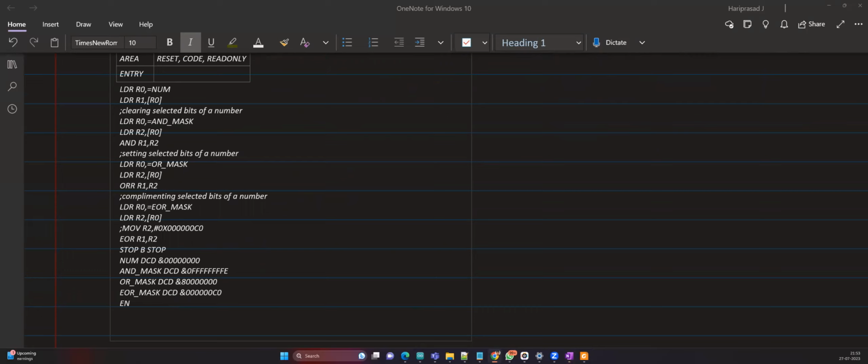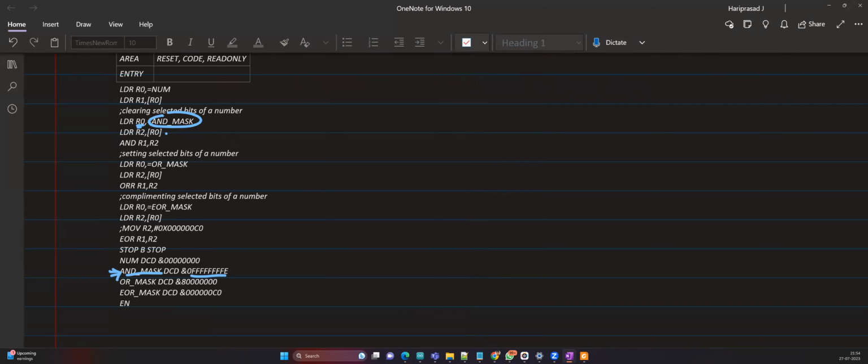So first we set the area for the code, and R0 will contain the address of number, and then R1 will contain the contents of R0. So what is the function of AND mask? This is actually the address of AND mask. So this is a location. AND mask is a defined constant. So FFFE, that is the mask we are storing. So that address I am loading into R0.